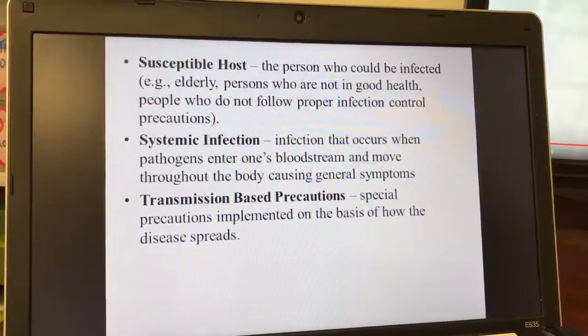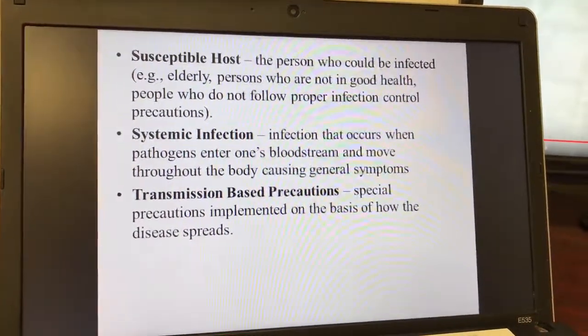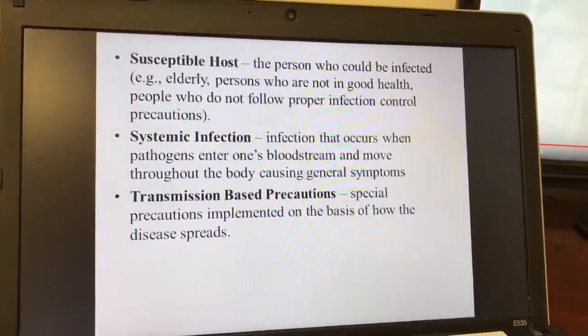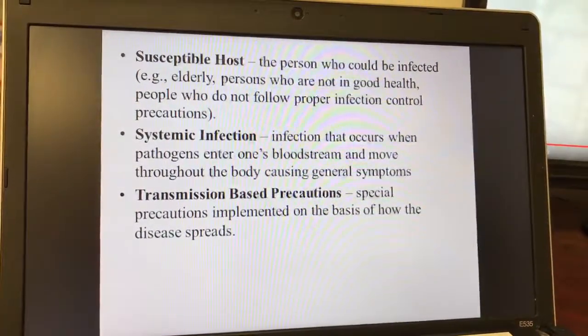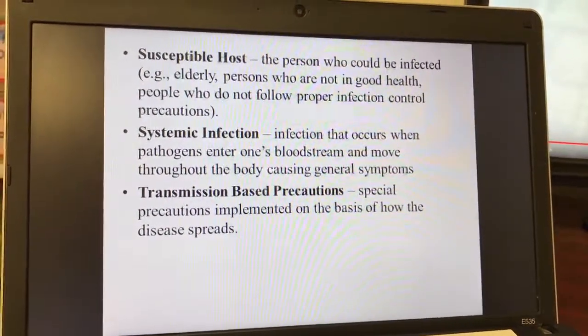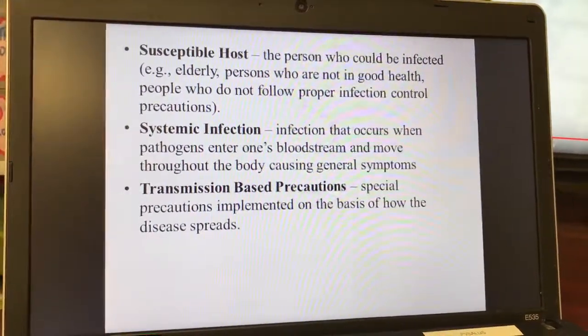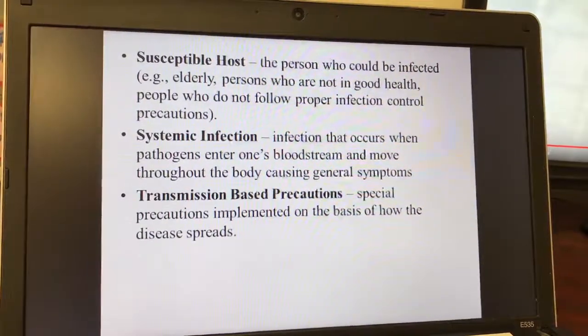Systemic infection is an infection that occurs when pathogens enter one's bloodstream and move throughout the body, causing general symptoms. Transmission-based precautions are special precautions implemented on the basis of how the disease is spread.